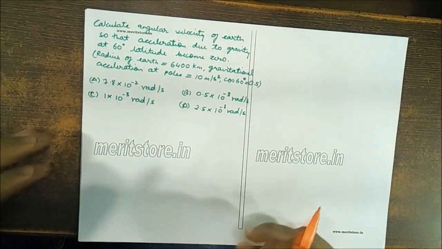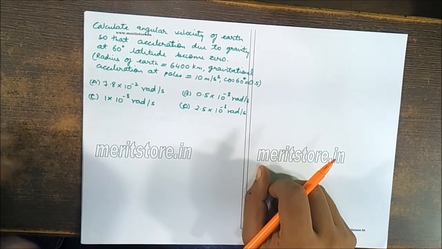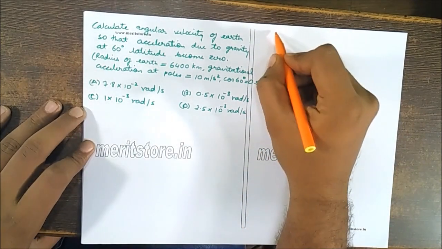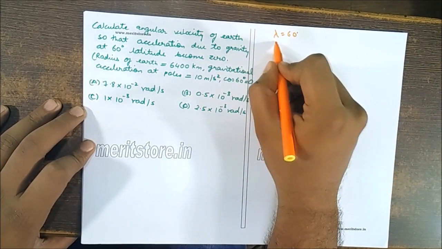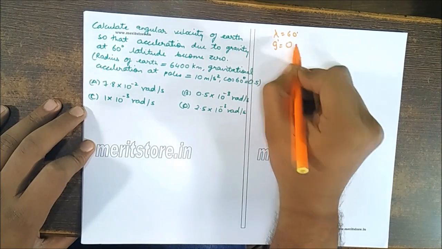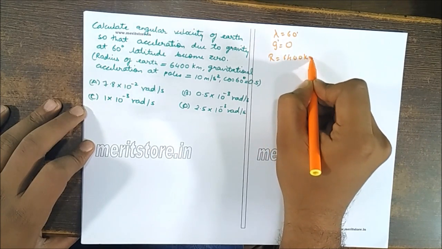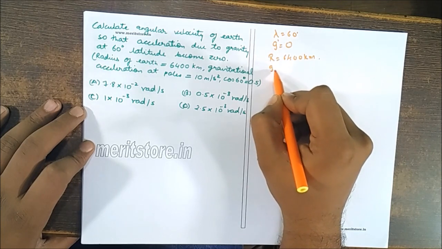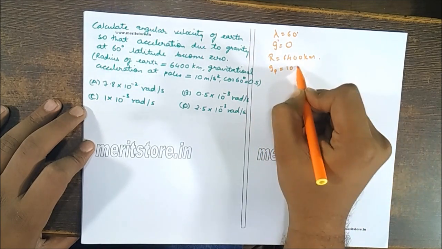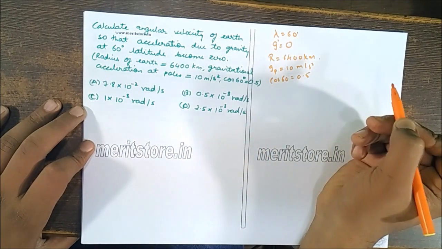The next question is, calculate the angular velocity of Earth so that the acceleration due to gravity at 60 degree, I would say lambda is equal to 60 degree, latitude becomes 0. That means g dash has to be taken as 0. Radius of Earth is 6400 kilometers. Gravitational acceleration at poles, that means g_p is 10 meter per second square, and cos 60 is equal to 0.5.